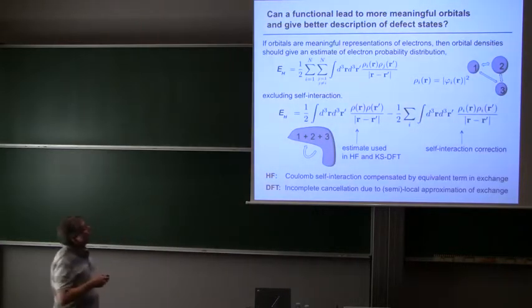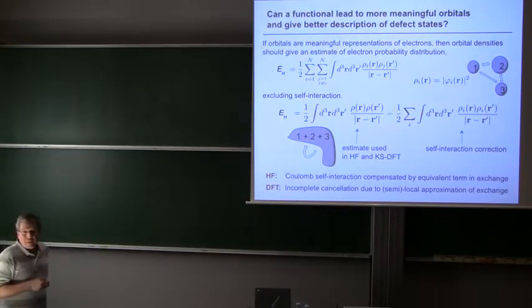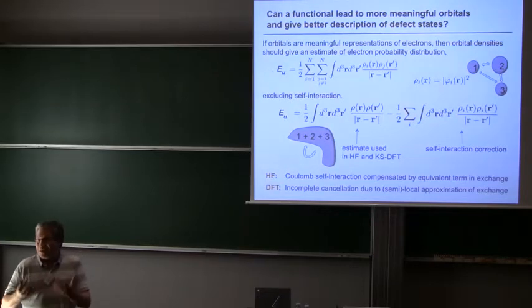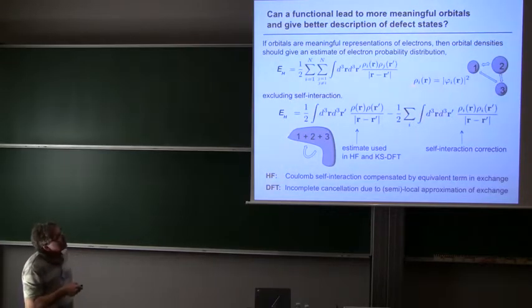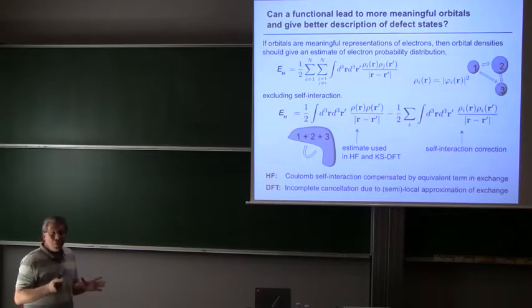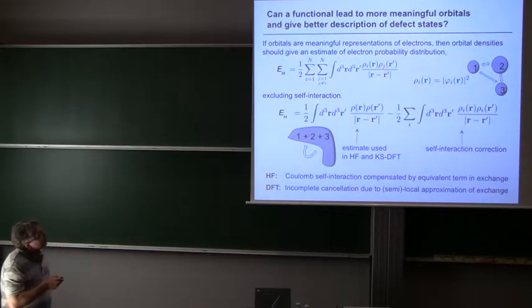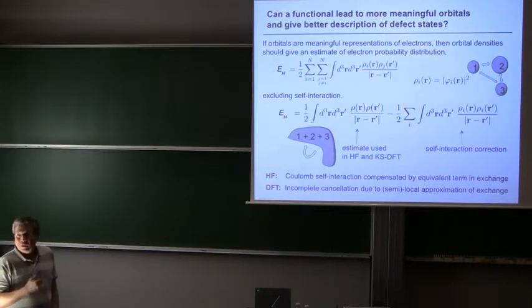We write this out differently. What one really should do, if these orbitals are meaningful, so that they're actually describing how each electron is being distributed, then the orbital densities are telling you what the probability density is for each of the electrons, right? Then the proper way to calculate the Coulomb interaction between electrons would be the double sum excluding the diagonal term. So you don't let orbital i interact with itself, but only distinct orbitals, right? That would be the better way of writing the Hartree energy.